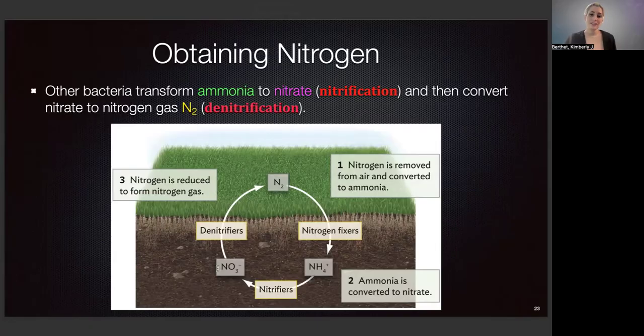Looking at the nitrogen cycle, we can see here that nitrogen gas is removed from the air and converted to ammonia. From ammonia, we convert it to nitrate, and that's what we call nitrification. So from step 1 to 2, completing 2 is nitrification. Following that, we can go back into the gas form. Nitrate is reduced to form nitrogen gas. Okay, and that's our denitrification. So we see this cycle moving around from nitrogen fixers to nitrifiers to denitrifiers.